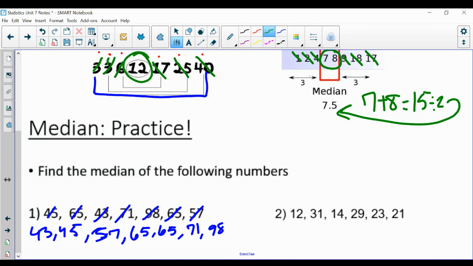Now looking at them, I want to start with the beginning and the end and slowly make my way towards the middle. So I start with 43 and 98, then 45, 71, 57, and 65. And lo and behold, I have 65 in the middle. So that is my median. Double checking and making sure I have 1, 2, 3 on the right-hand side. I have 1, 2, 3 on the left-hand side. So 65 truly is my median in this case.